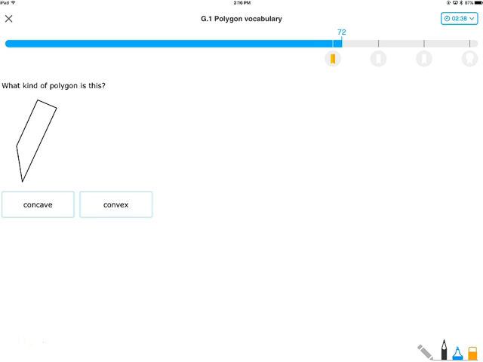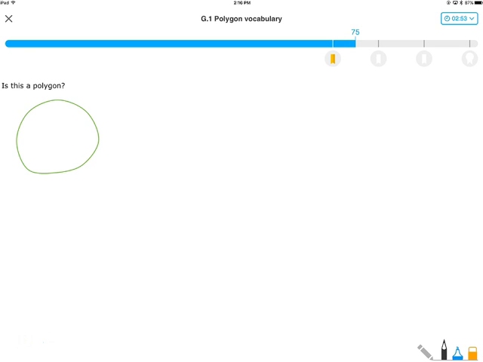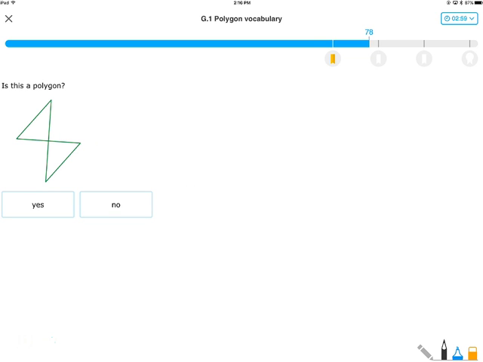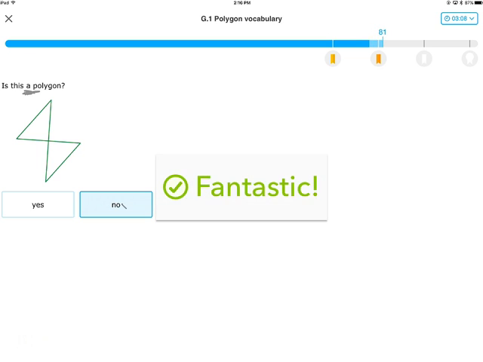What kind of polygon is this? Concave or convex? Are there any indents? No. So there's no cave in this. So it's convex. You could also just check all of the vertices are pointed outwards. So yeah, this is convex. Is this a polygon? No, that is curved. We'll do one last one here. Is this a polygon? That's kind of a tricky question. Is this a polygon? No. It is 2 separate polygons, but it is not a single polygon.